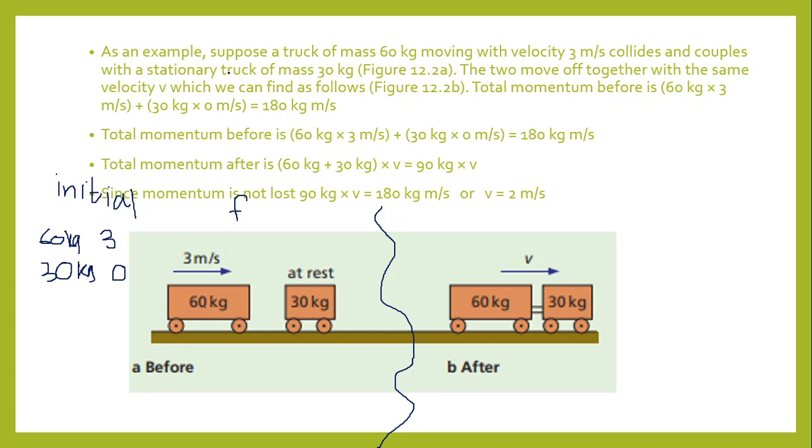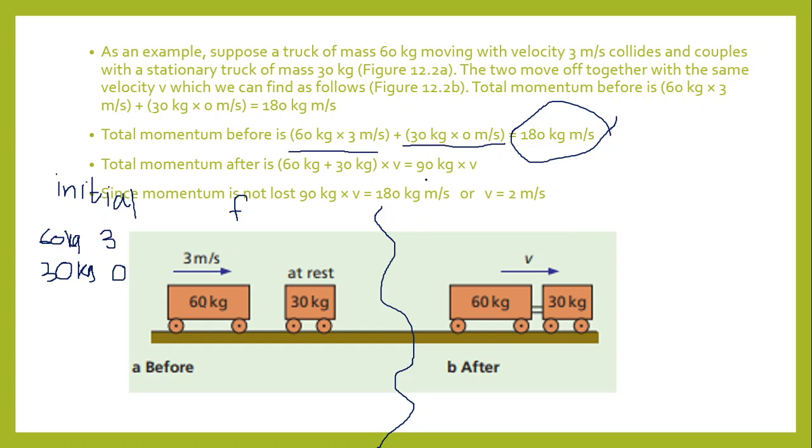So the total momentum before is 60 multiplied by 3, which is written over here, plus 30 multiplied by 0, which is 180 kilogram meters per second. So the total momentum after should be equal, because we are doing the conservation of momentum. We're considering that no external force is acting on it. There is no friction involved. So the total momentum after is equal to 60 plus 30.